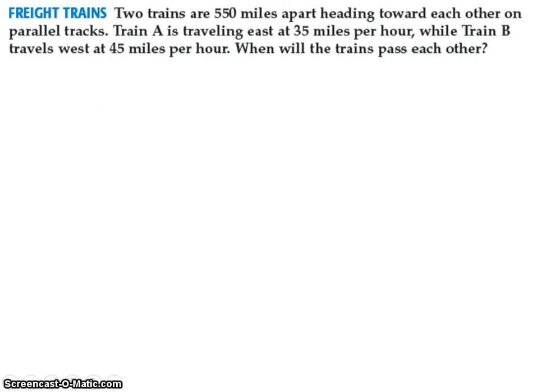Okay, this is the last one we're going to do because this video is already long enough. Two trains are 500 miles apart heading towards each other on parallel tracks. Train A is traveling east at 35 miles an hour, while train B is traveling west at 45 miles per hour. When will the trains pass each other? So here's what we're talking about. Here's a diagram. Sometimes it's helpful to have a picture so we can figure out what we're talking about.